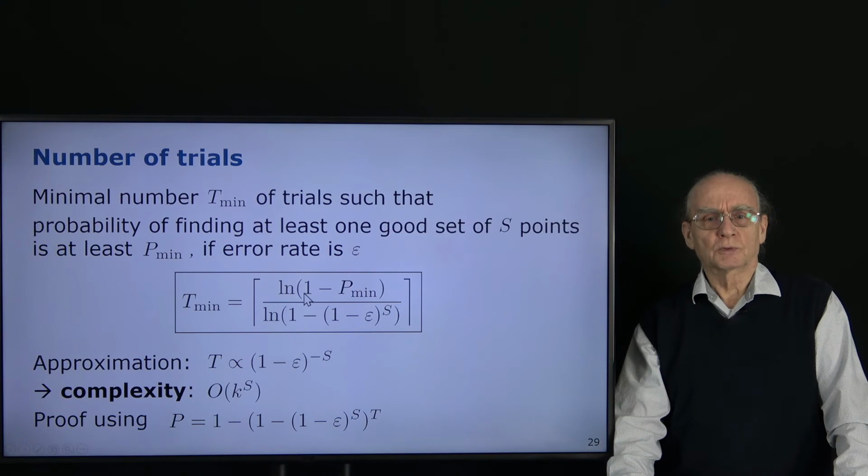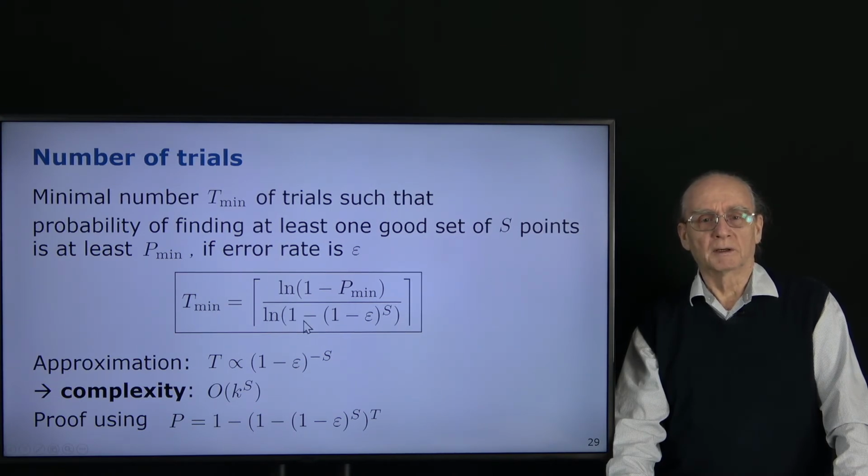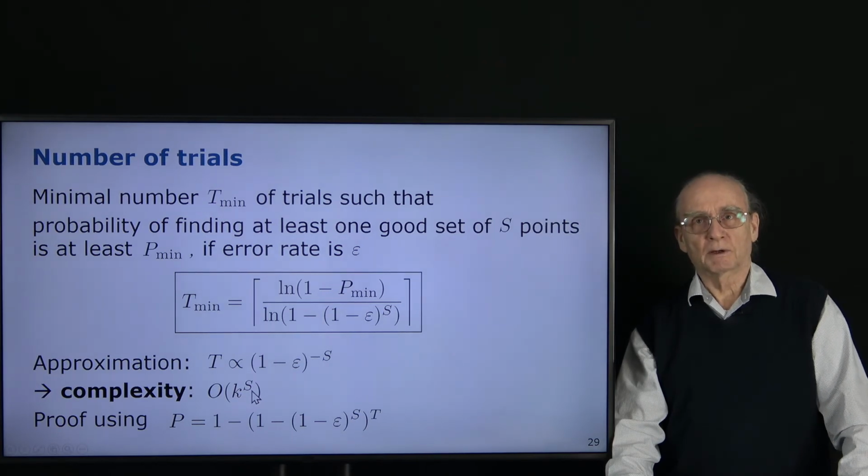If we have a look at this equation, this is for P min fixed at 99%. The outlier rate is epsilon, and the number of trials is t. So we see that we can have here the logarithm of 1 minus this expression. So t is approximately proportional to (1 minus epsilon) to the power minus s. That means the complexity of this method is approximately k to the power s. That means it goes with the power of the set size which we need.